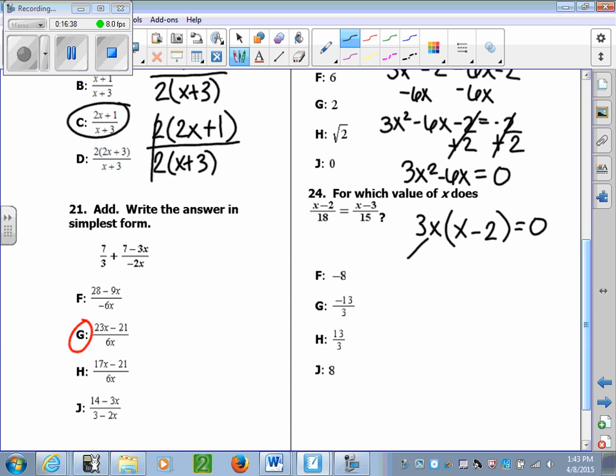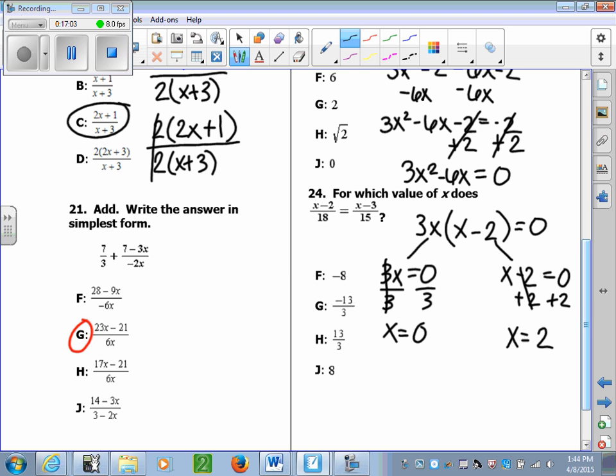I have 3x as one of my factors, and I have x minus 2 as my other factor. Well, to solve them, I just set them equal to 0 and solve for x. Over here, I divide by 3. X equals 0 divided by 3, which is just 0. And then over here, I'm going to add 2. So x equals a positive 2.